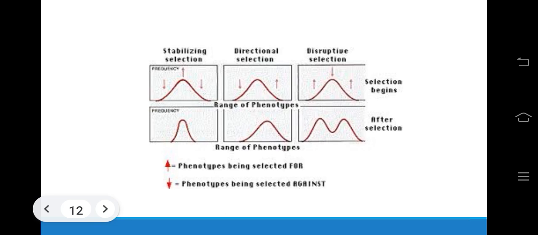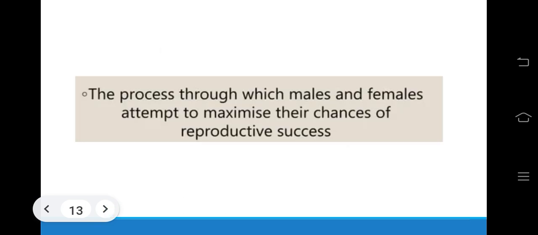Stabilizing selection, directional selection, disruptive selection. Then phenotype being selected for, phenotype being selected against.